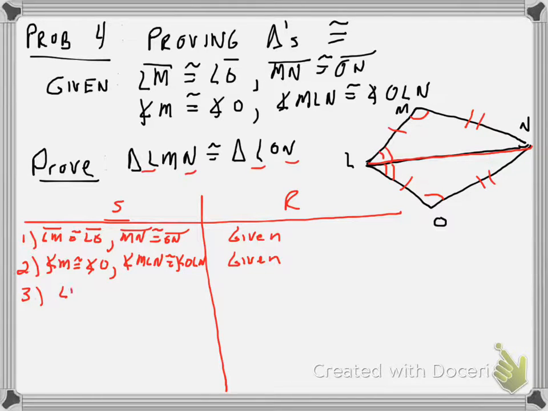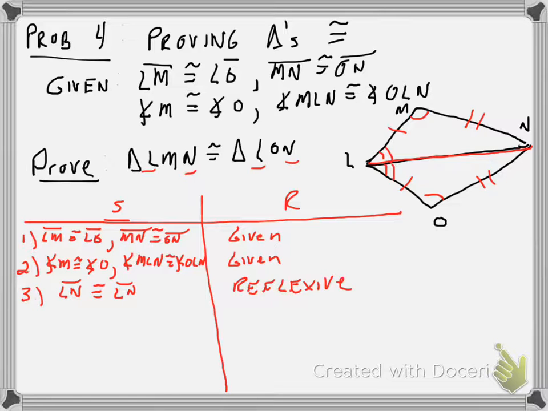LN is congruent to LN. Why? Because of the reflexive property. Reflexive property is going to be huge. Okay, well there's the third side. So we have all 3 sides. Now we need the third angle.